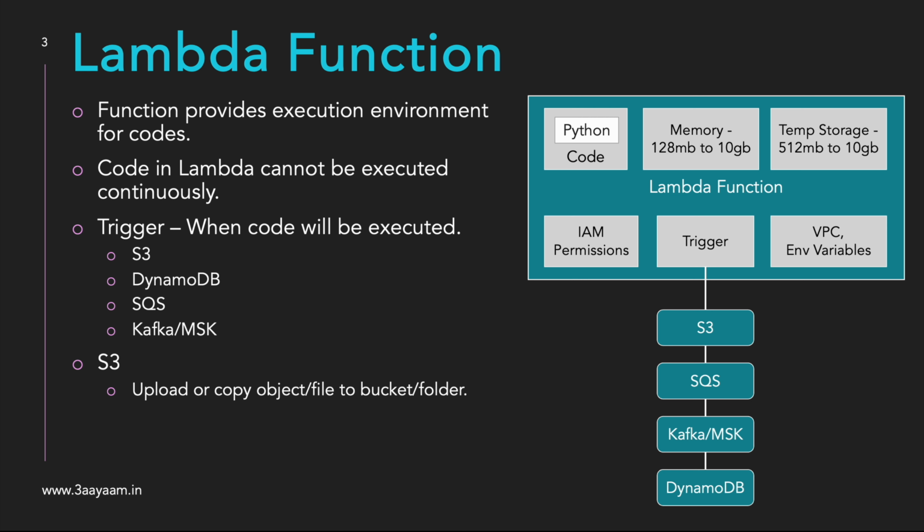One of the use cases is if you are uploading an object or a file to a bucket or a folder, that is one event. Or you are copying an object or a file from one folder to another folder, that can be another event. Or you are deleting objects from a folder or a bucket, that can be another event. Whenever these events happen, you want to make sure that some processing happens automatically, and this is where you can use Lambda. I'll show you hands-on using this, but this is just one of the use cases.